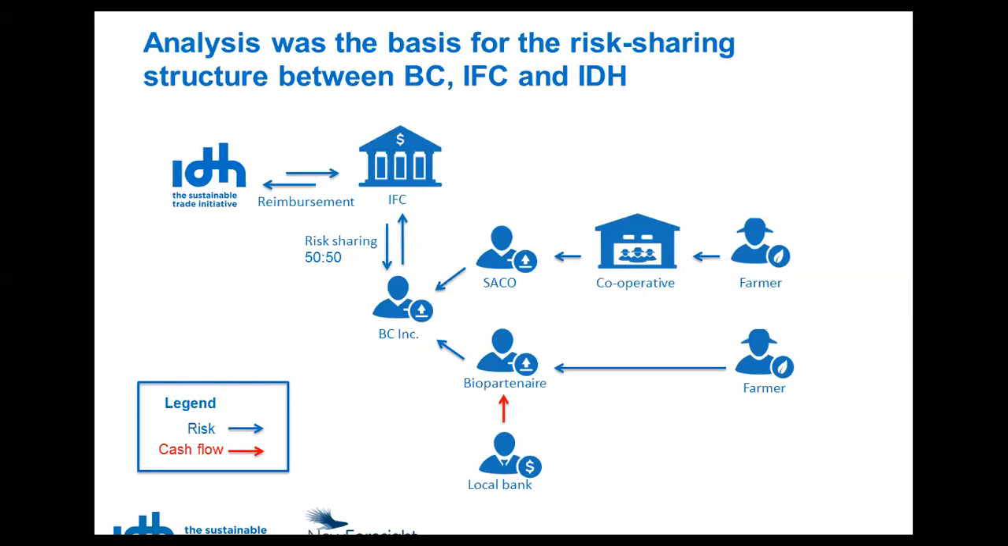This waterfall structure with IDH and BC taking a first loss position allows an international bank like IFC to step into this kind of a deal, something rather unusual for them, taking direct smallholder farmer risk, of course. Although not showing in this diagram, the farmers also had skin in the game as they were requested to put up a 20% cash collateral through a savings account with a local MFI advance.